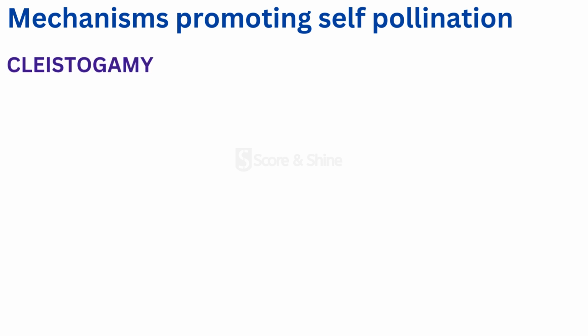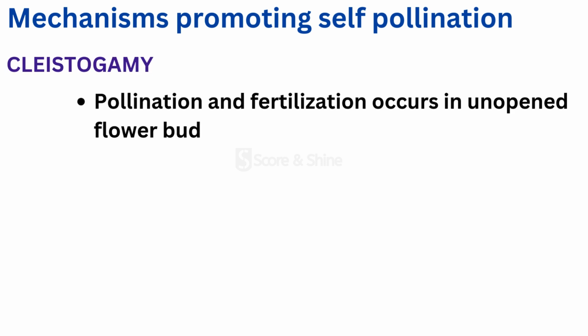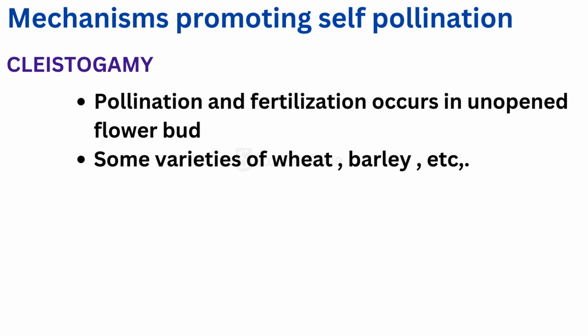And next is Cleistogamy. In Cleistogamy, pollination and fertilization occur in an unopened flower bud, which means flowers do not open at all and fertilization takes place. And this Cleistogamy is seen in some varieties of wheat, barley, etc.